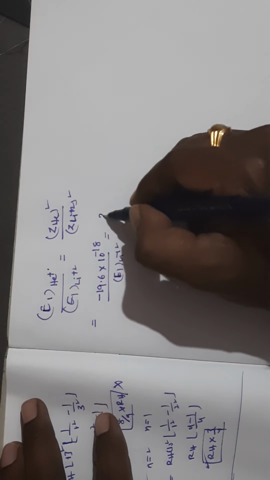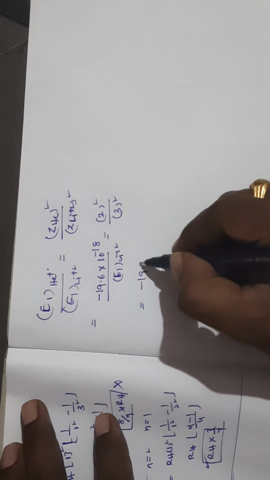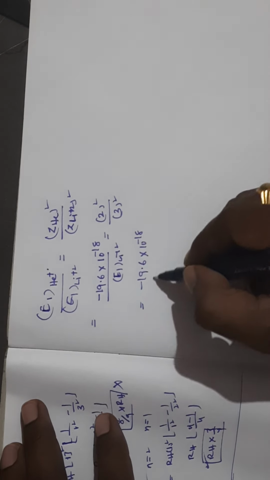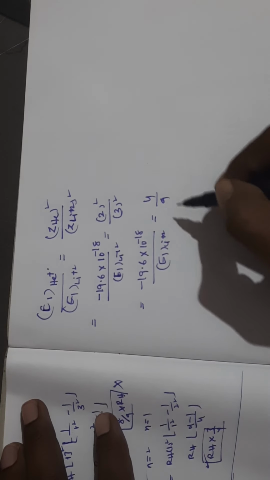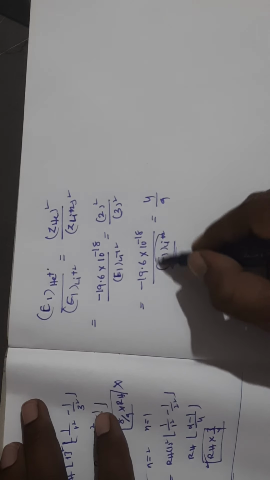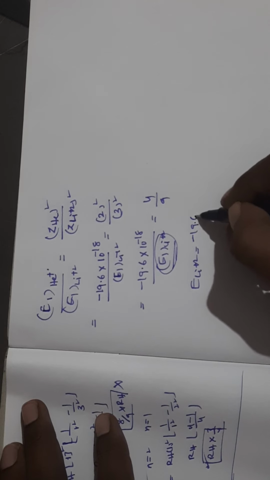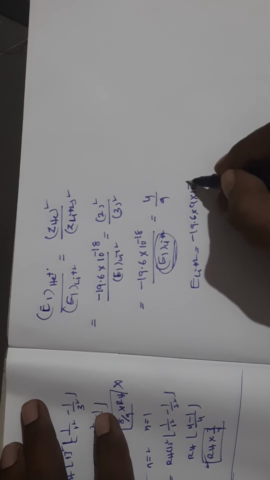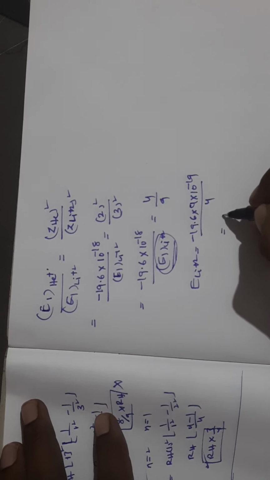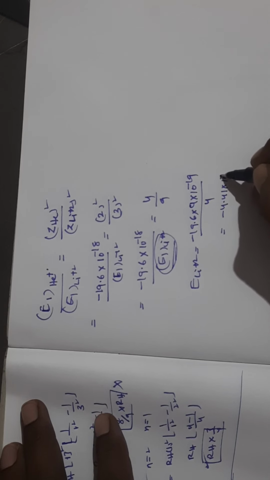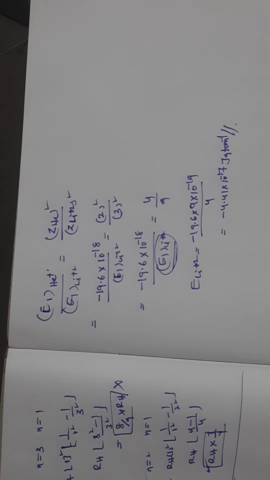So helium atomic number is 2 square, and lithium atomic number is 3, so 3 square. That is minus 19.6 into 10 to the power of minus 18 upon E1 of lithium plus 2 is equal to 4 by 9. So if you want only lithium plus 2, energy of lithium plus 2 is equal to minus 19.6 into 9 into 10 to the power of minus 19 upon 4, which is equal to minus 4.41 into 10 to the power of minus 17 joule atom to the power of minus 1. So this is the answer.